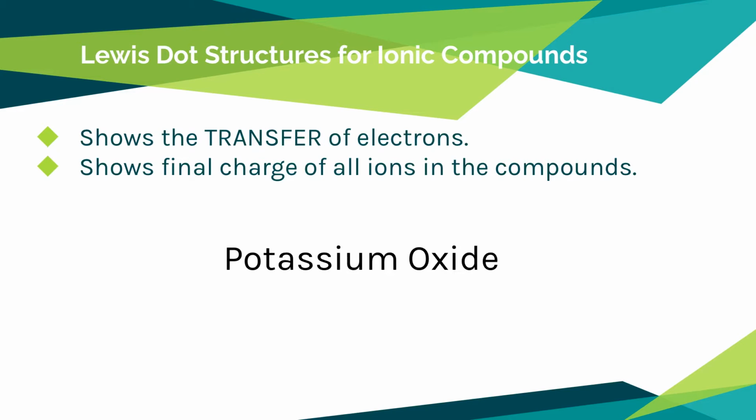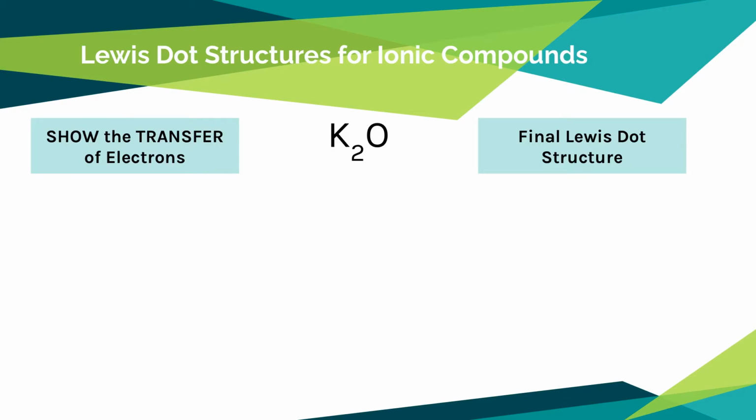The Lewis dot structures for ionic compounds show the transfer of electrons, and they show the final charge of all ions in the compound. So for potassium oxide, we're going to show the transfer of electrons and the final Lewis dot structure.